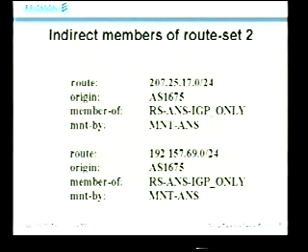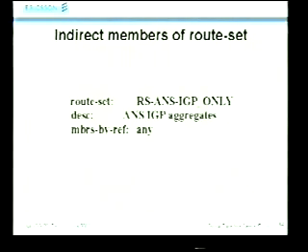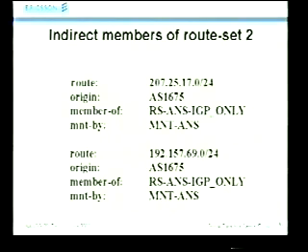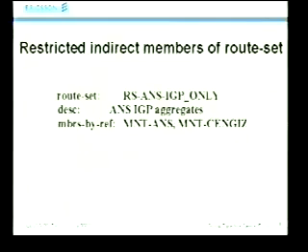So here I have these maintainers, and these route objects say member-of, I'm a member of this route set, and they are. Because the ANY filter here matches any maintainer here. It should become clear when I show restricted indirect members of a route set.